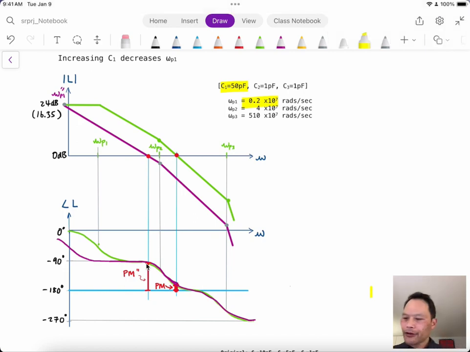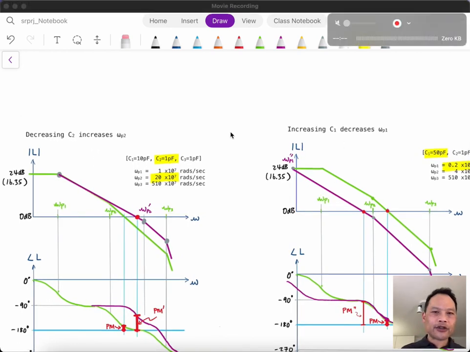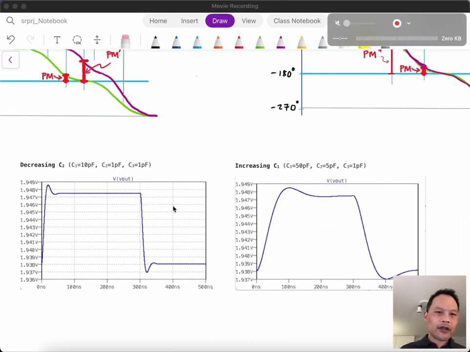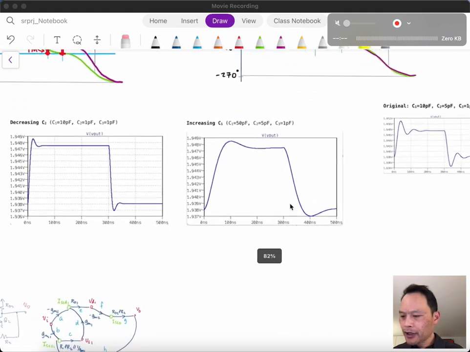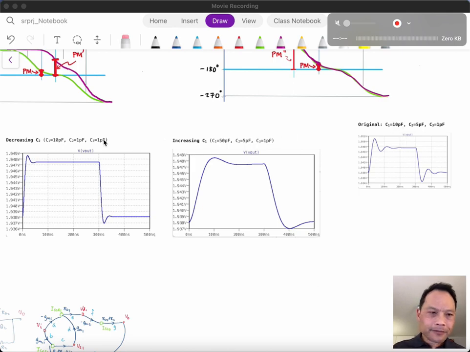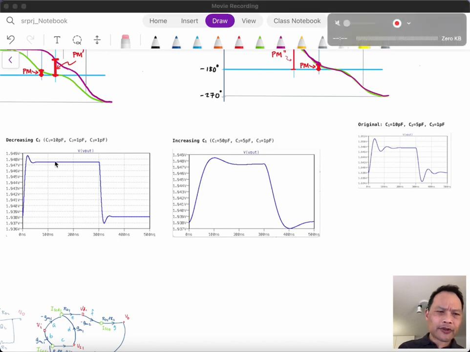Okay, so we can take two tacks, either decreasing C2 or increasing C1, and you can see from the simulations that both solutions are possible, and we can compare the response with the original plot. You can see that this underdamped response has gone more towards a less underdamped or maybe critically damped response. So there's less ringing.